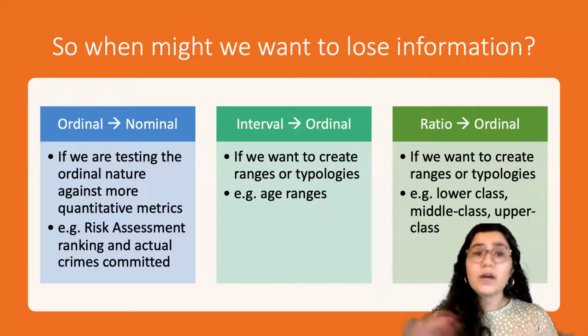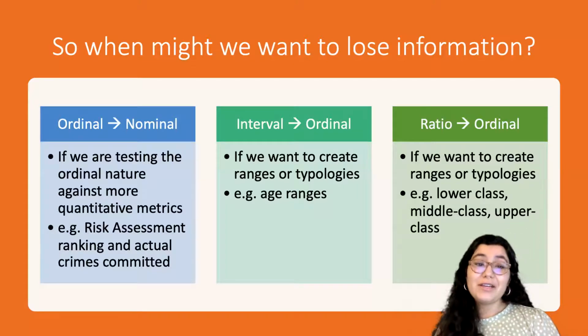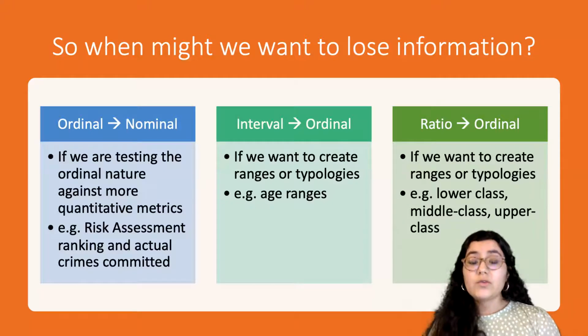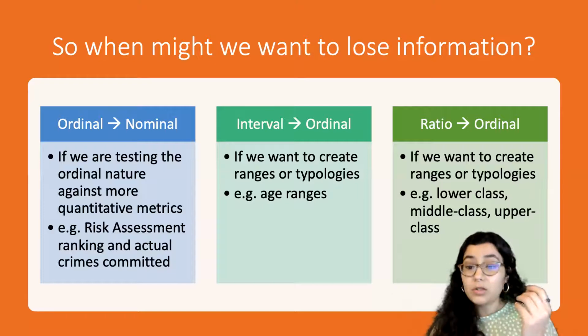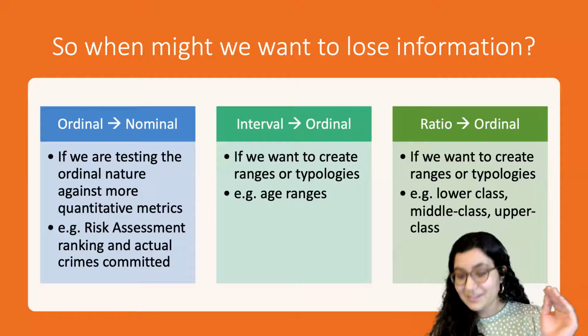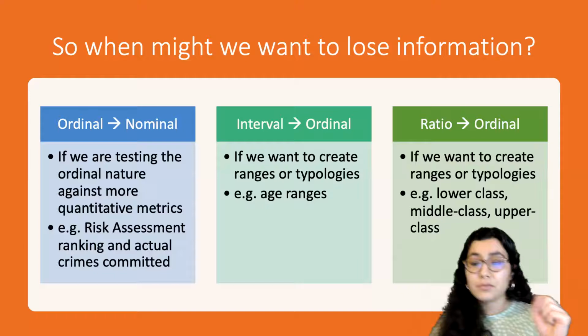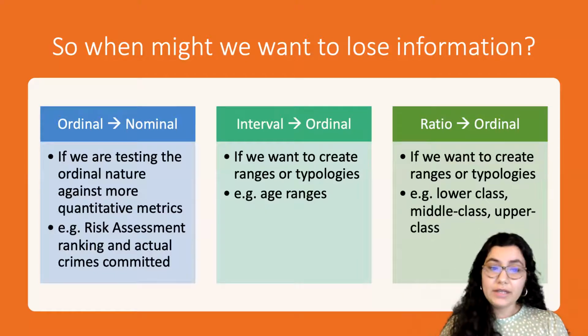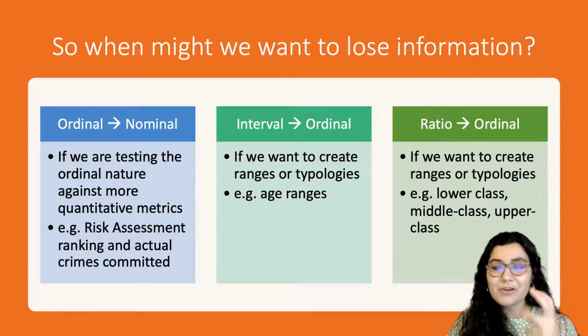So you're probably asking yourself, why would I ever want to lose some information? Sometimes you might want to go from ordinal to nominal if we're testing the ordinal nature against more quantitative metrics. For example, risk assessment, ranking, and actual crimes committed. Risk assessment is ordinal. There's a level of risk, and people who have higher risk are theoretically supposed to be more likely to commit crimes if they're released, right? And so we might want to change the ordinal information into a more nominal situation.